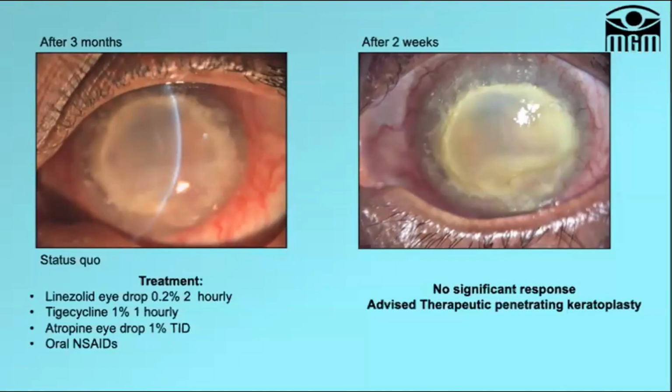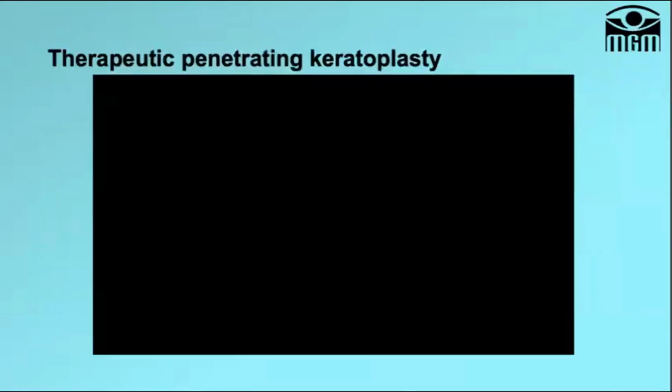So we thought of changing from azithromycin to tigecycline. So we added tigecycline, but even after 2 weeks of treatment with tigecycline, the only thing we got was a yellowish discoloration, but the ulcer continued to remain like that. So we had reached an impasse. So we thought that instead of prolonging this inflammatory episode, we should go ahead with a therapeutic corneal graft.